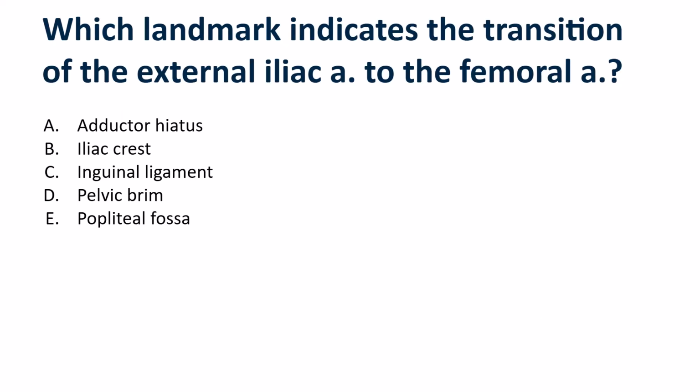So let's test our knowledge. Which landmark indicates the transition of the external iliac artery to the femoral artery? Is it the adductor hiatus? Nope, that's the femoral to the popliteal. Is it the iliac crest? Nope. Is it the inguinal ligament? Yes. Pelvic brim? No. Popliteal fossa? No. Correct answer, C, inguinal ligament.